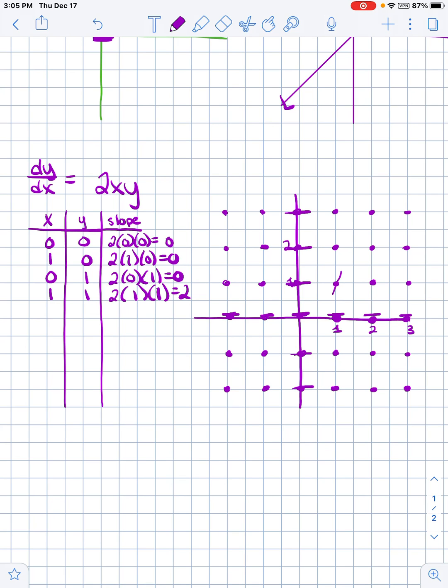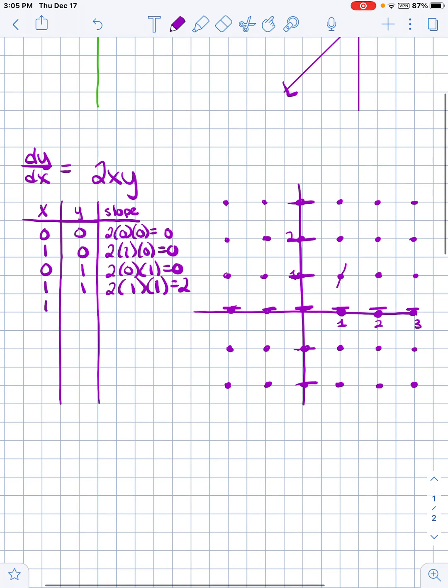Okay, so I did (1, 1). Now let's look at the point (1, 2). So that's 2 times 1 times 2. That slope is 4. And this gets steeper. And then 2 times 1 times 3 will be even steeper, all relative to what you started with. We're not looking for specifics.